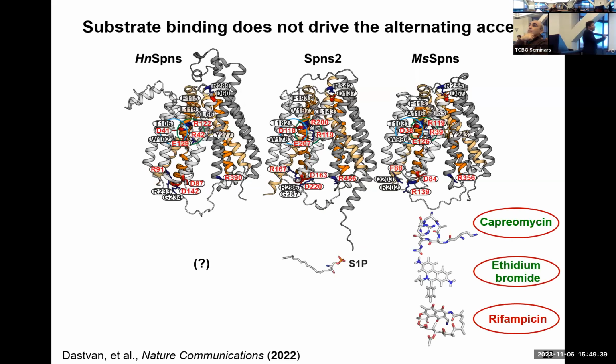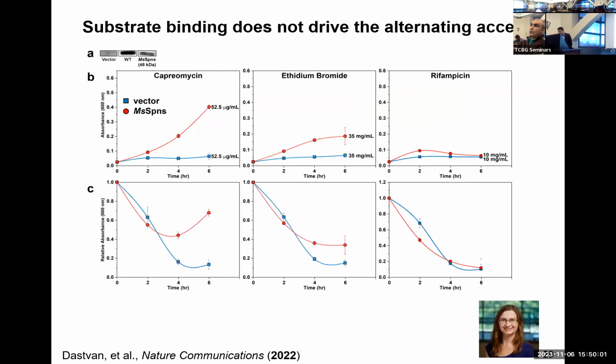The second bacterial homolog in our study is a drug transporter from Mycobacterium smegmatis. It can confer resistance to capreomycin, which is a tuberculosis drug, as well as a bit to ethidium bromide, but it's susceptible to rifampicin, another important antibiotic against tuberculosis. Because we wanted to study MsSpns, Sam, my postdoc in the lab, expressed the protein in E. coli, and we could see that it can indeed induce resistance against capreomycin and, to a lower extent, ethidium bromide, but not rifampicin.